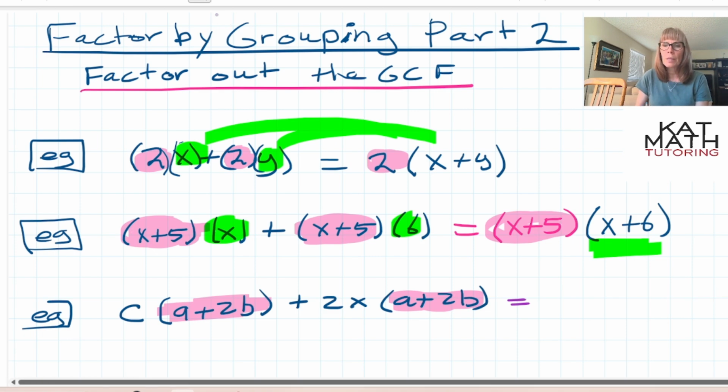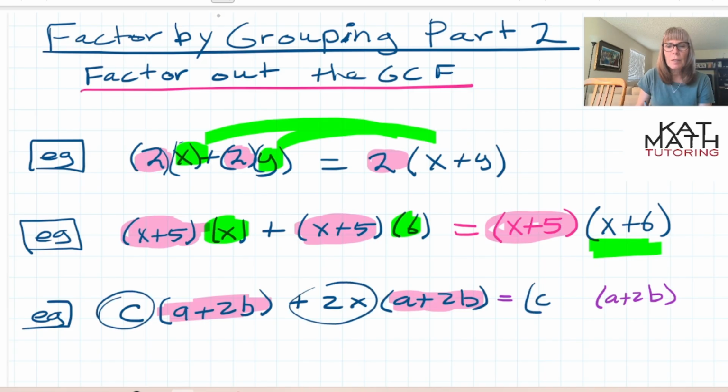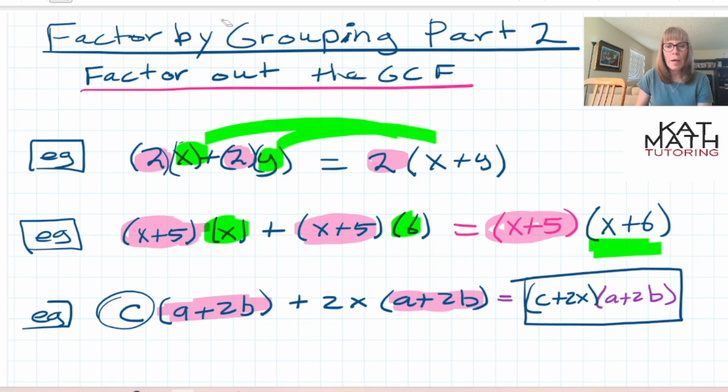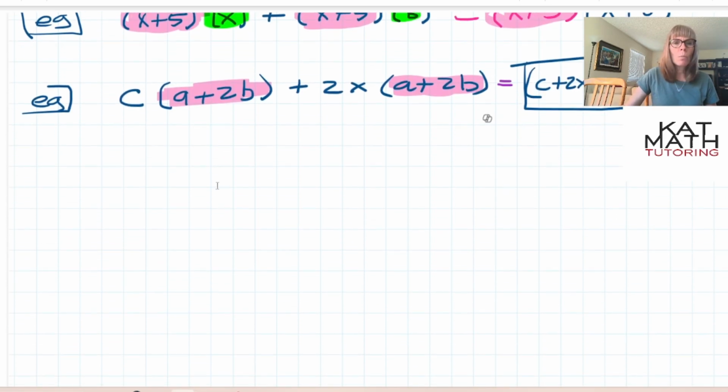Here's the a plus 2b. That's what I have on the side. That's this common factor that I'm pulling out. And let's see what I have left. Inside the parenthesis, I have this and this. So I have c plus 2x. So that's my factorization after I pull out that common factor of a plus 2b. It looks a little strange, but we're going to be using this a bunch when we do different types of factoring. Let me show you one more.